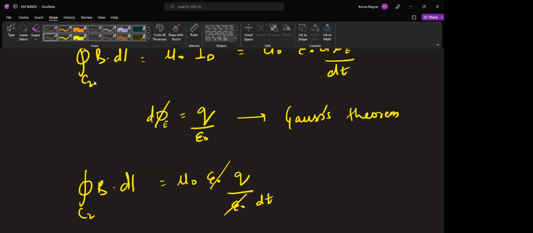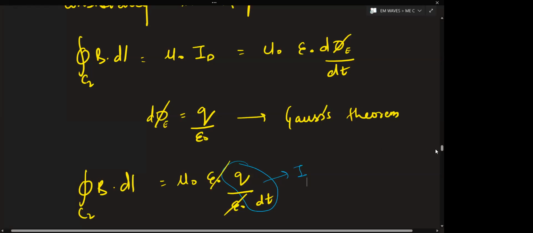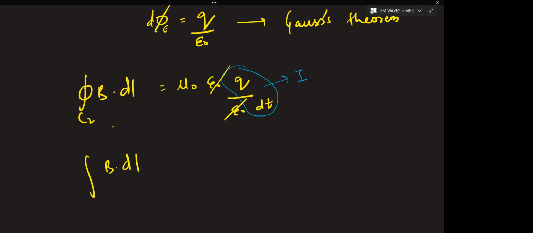Charge divided by time gives you current. Now see what's the formula for the second loop, C2. Initially, when there was inconsistency in Ampere's circuital law, this B dot dl for C2 came out to be 0. This is coming mu naught I.